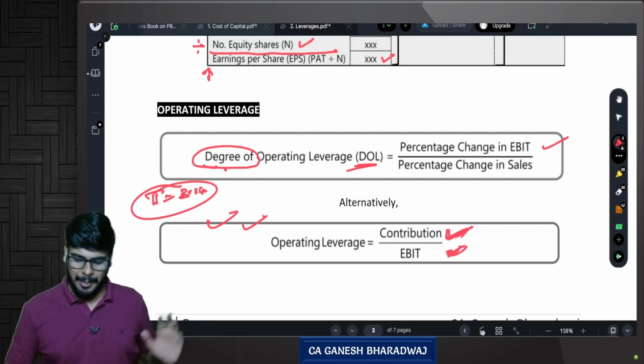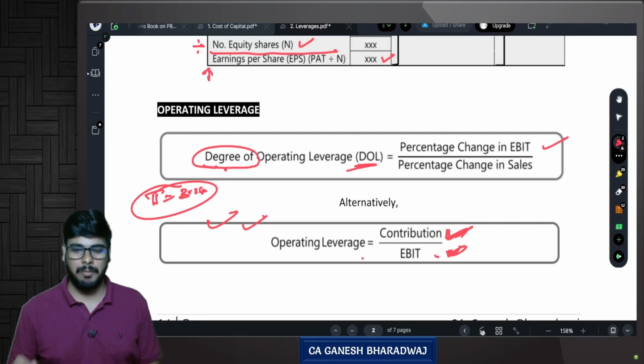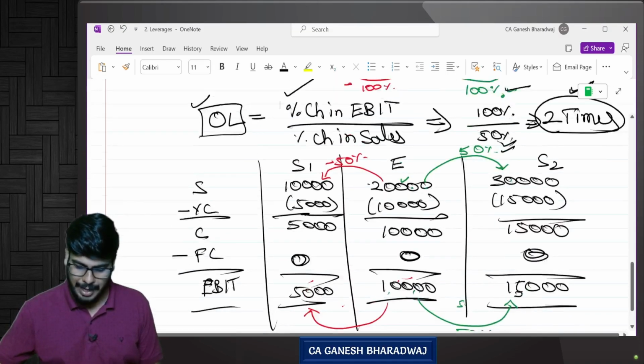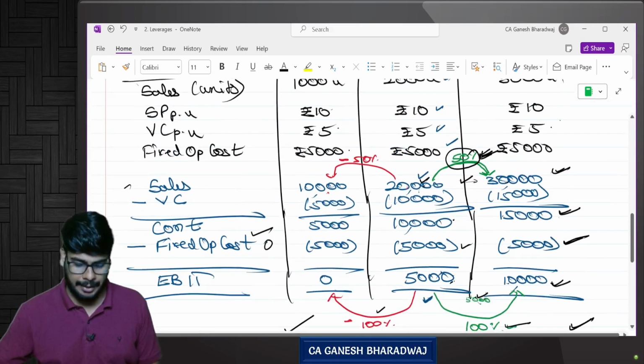Just know that operating leverage is equal to contribution by EBIT. Sir, is there a way to remember this? Absolutely. I'll tell you a logical way to remember this.